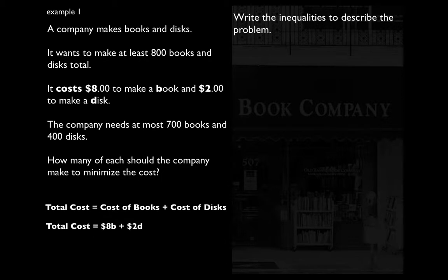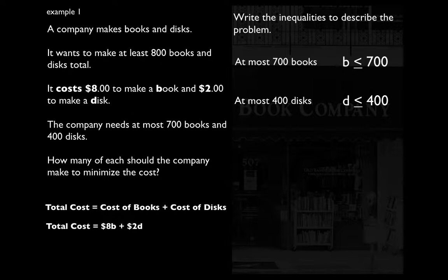So what we want to do is write the inequalities to describe this problem. Well, they say that the company needs at most 700 books. So we're going to use B for our variable for books. At most 700 books means B can be 700 or less. So B is less than or equal to 700. At most 400 discs, so using D for discs, D is less than or equal to 400. Now the total must be at least 800, so B plus D, the number of books plus the number of discs, has to be greater than or equal to 800.